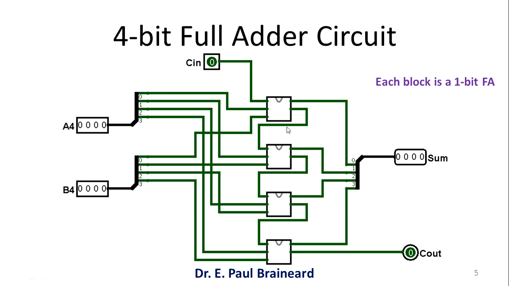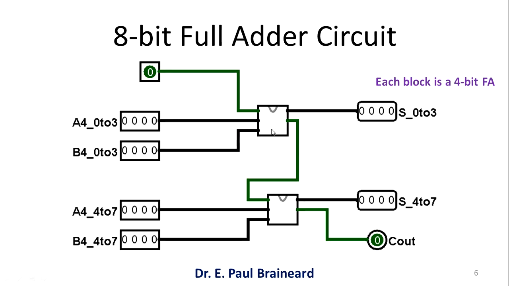Here each block is a 1-bit full adder circuit. The carry from the first stage goes as the input to the second stage, the carry from the second stage goes as the input to the third stage, and the carry from the third stage goes as the input to the fourth stage. So this is a 4-bit full adder circuit. Now this 4-bit full adder circuit, I am going to represent like a single block, where each block represents a 4-bit full adder circuit.